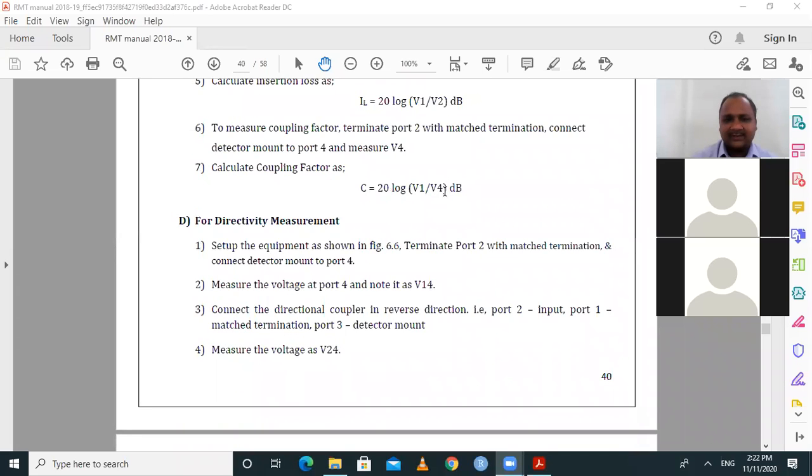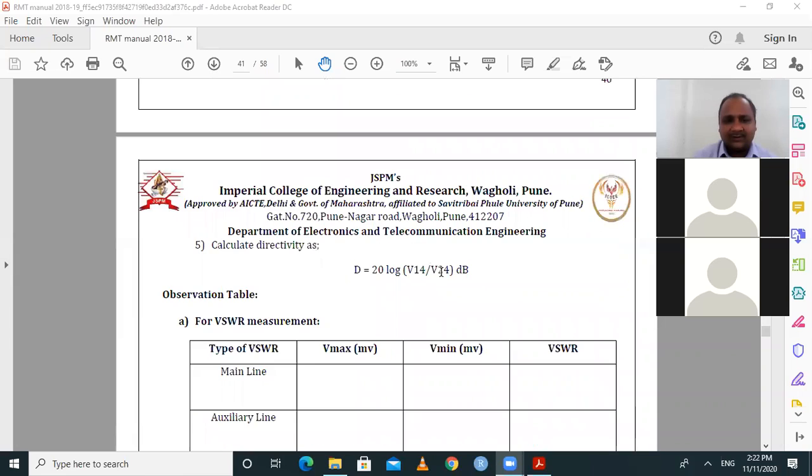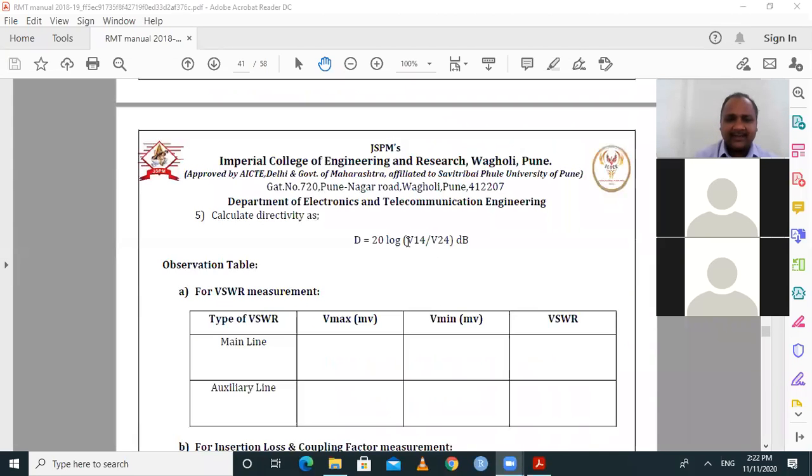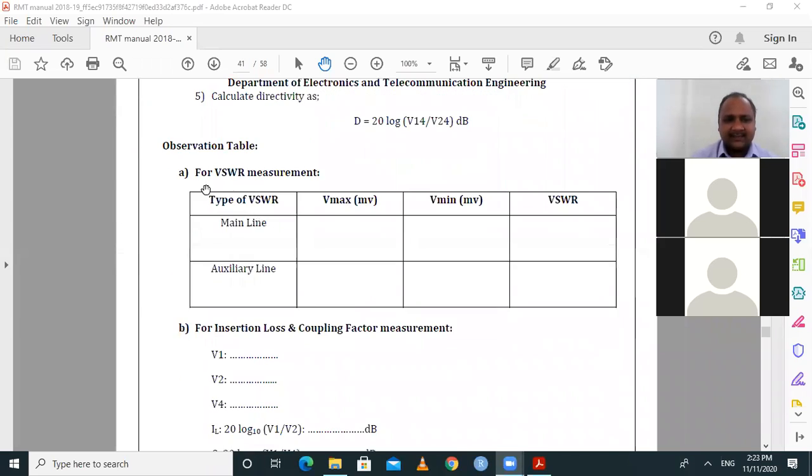We know that some output is coupled from the main waveguide to the auxiliary waveguide, and it comes out from port number 4. Similarly, you can calculate directivity using the formula 20 log to the base 10 V14 upon V24. Here V14 indicates input at port number 1, output at port number 4, and V24 indicates input at port number 2 and output at port number 4. For calculating directivity, you have to attach the directional coupler in reverse order. Then you can calculate VSWR using a slotted section, by moving the slotted section, you can find out V max and V minimum.